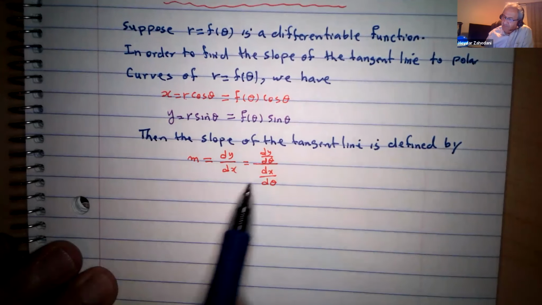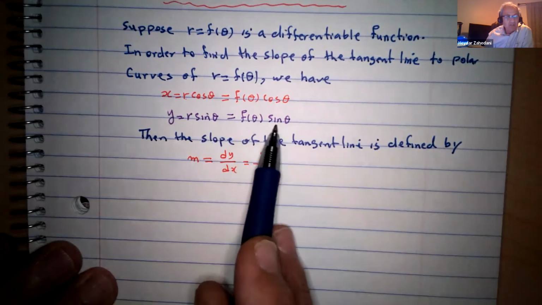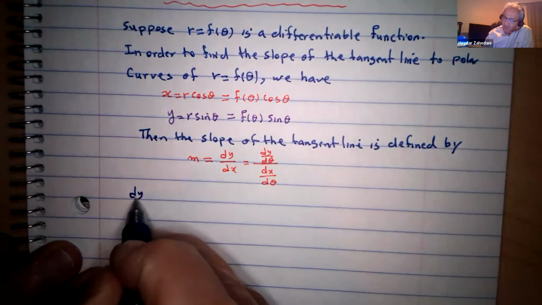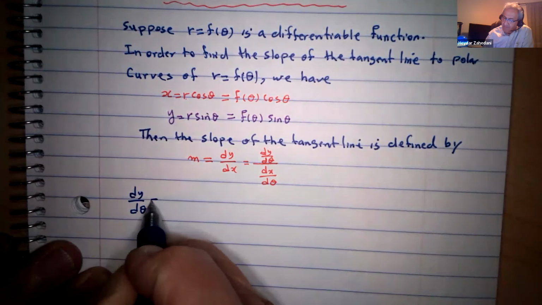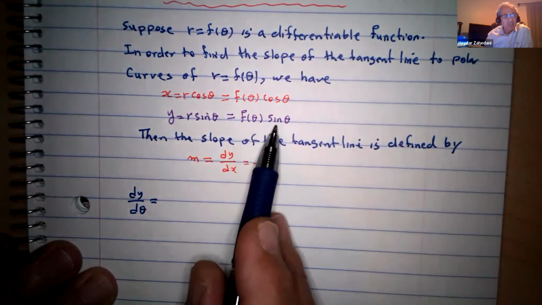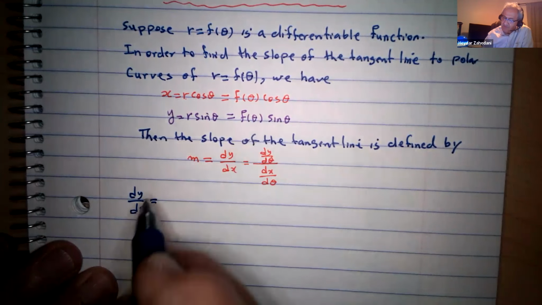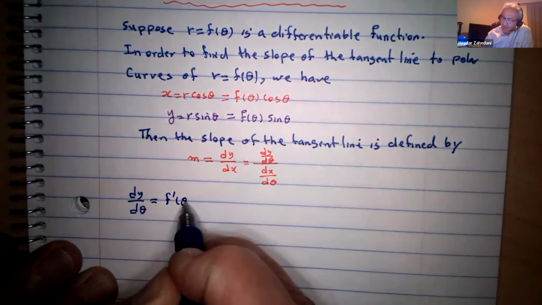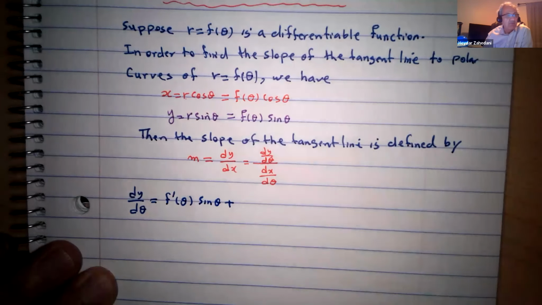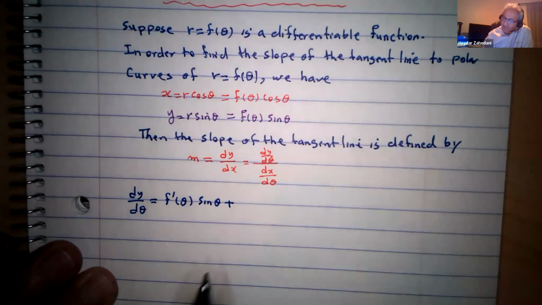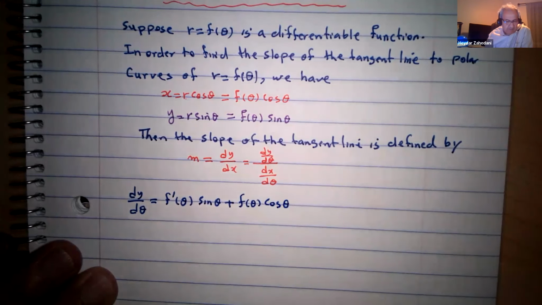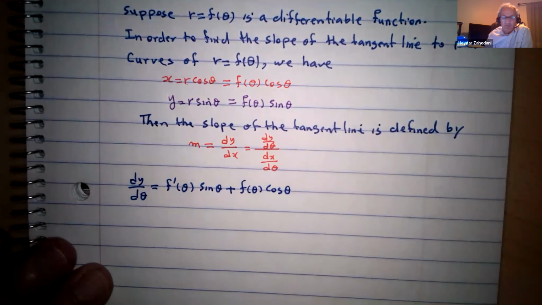So let's see. I'm going to differentiate y with respect to theta. dy/dθ is a product of two functions of theta: derivative of the first times the second, plus the derivative of the second times the first. So derivative of the first is f prime of theta times sine of theta, plus derivative of sine, which is cosine, so f of theta times cosine of theta. That is dy/dθ.